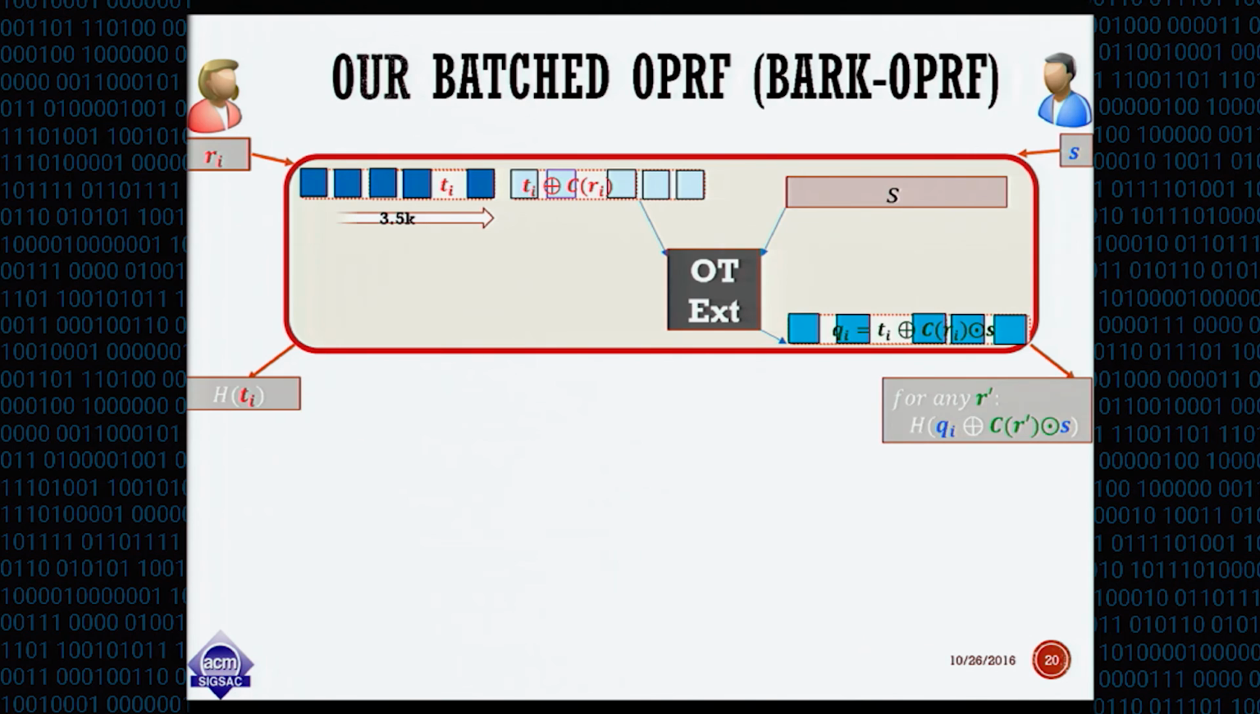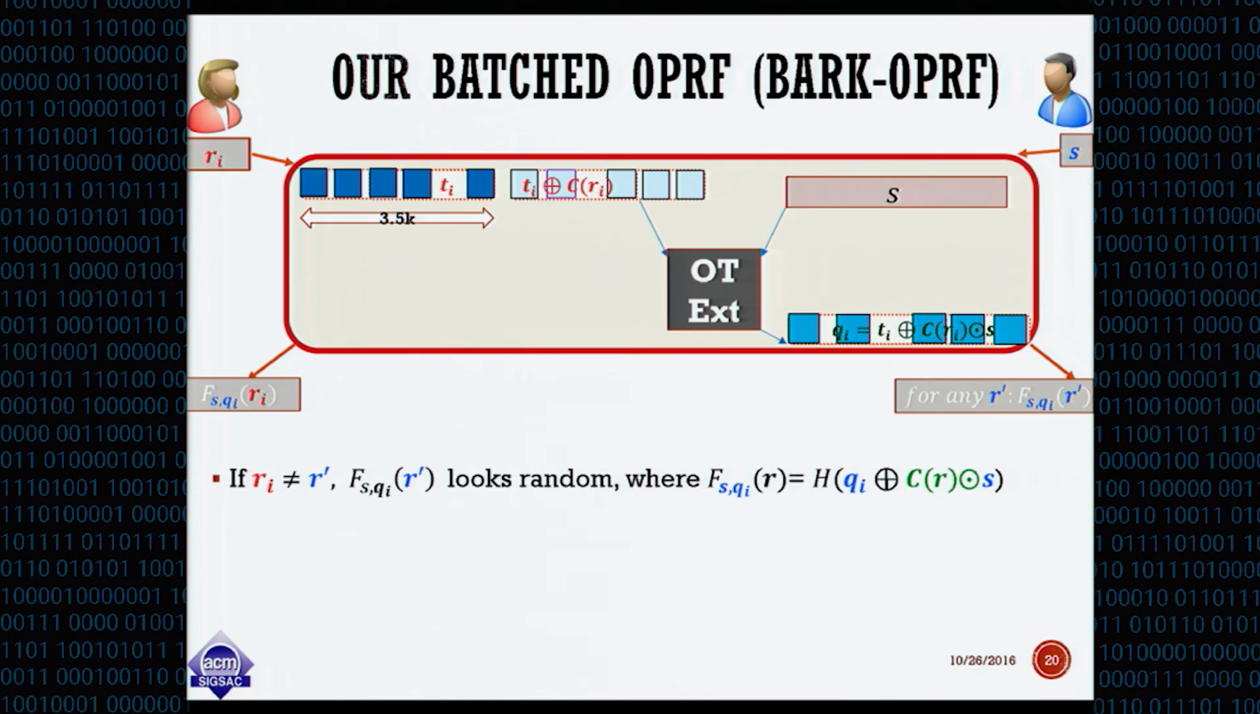So here is the whole picture of our protocol. And again, if r is not equal to r prime, F of r prime looks random to Alex. So here F of r equals the hash of q_i xor C(r) times s. And this is exactly the oblivious pseudorandom function F of r.